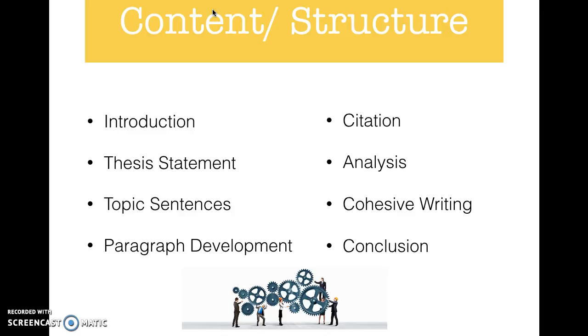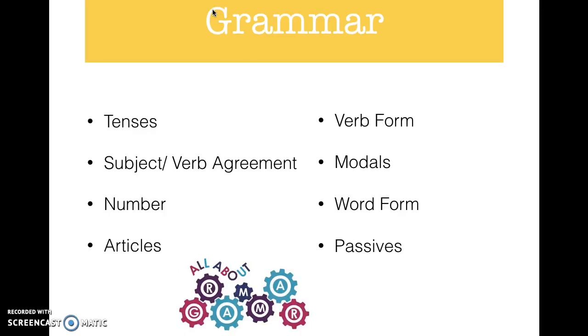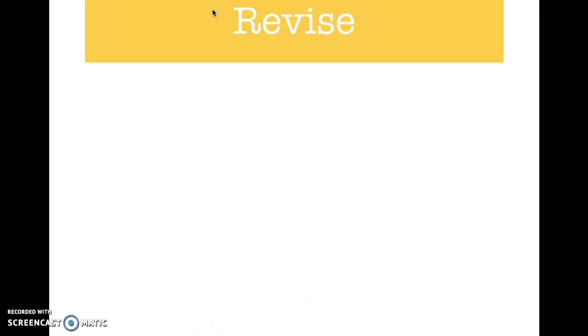We've also looked at grammar: tenses, subject-verb agreement, number, articles, verb form, modals, word form, and passives. These are really important, and I need you to be able to show me that you have understood the rules and that you can edit for them and apply them to your writing. So one is content and structure, the other is grammar. These will be key to getting a good grade.